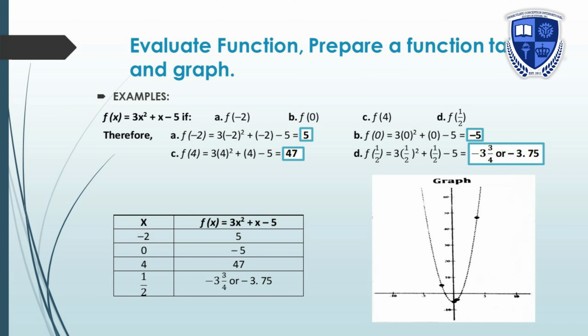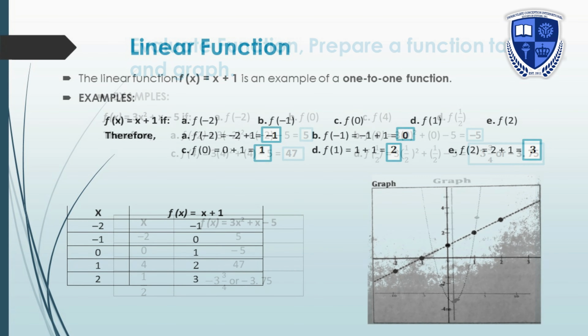So, next, graph. So, kung mapapansin nyo po, yung ating graph ay naka-curve po. Hindi po siya naka-V. So, naka-curve lang po siya. So, nandyan pa rin po yung ating negative 2, 5, 0, negative 5, 4, 47, 1/2, and negative 3/4 or negative 3.75. Next, for linear function.